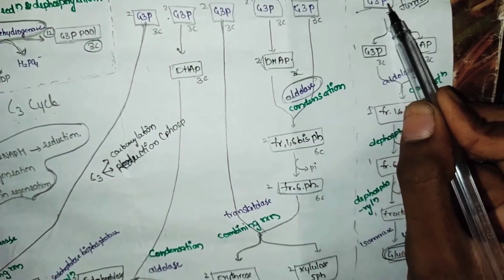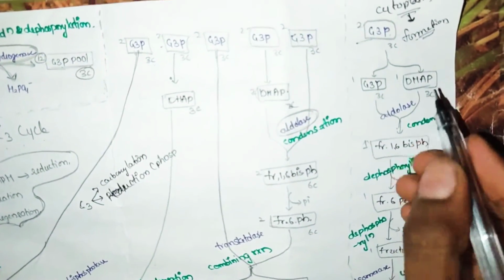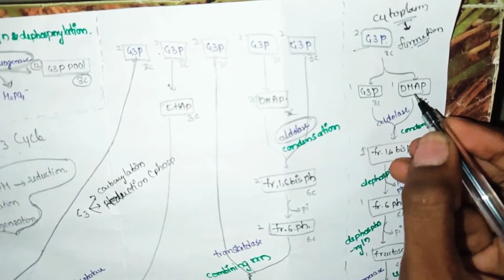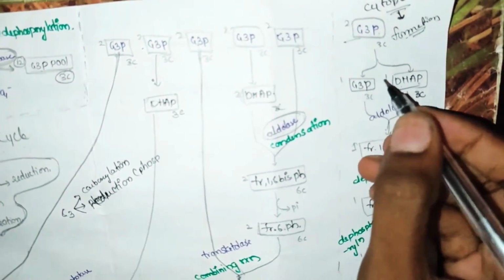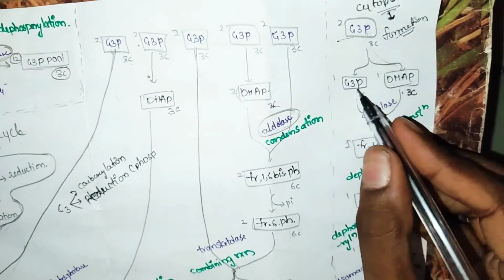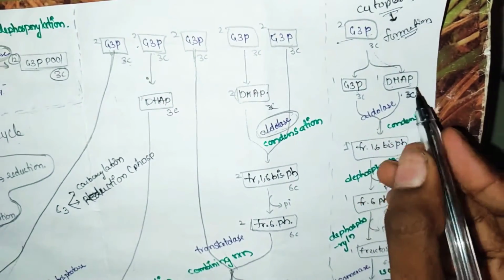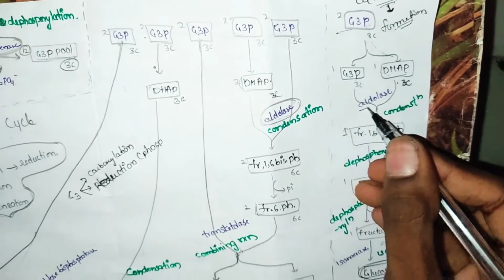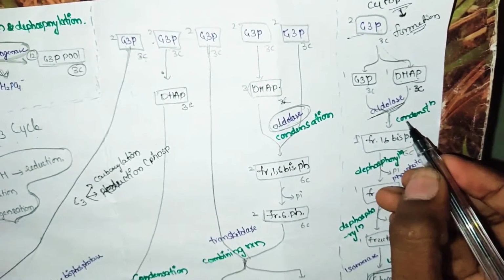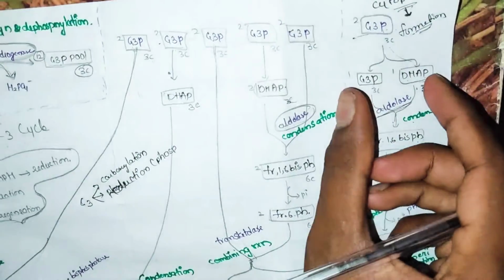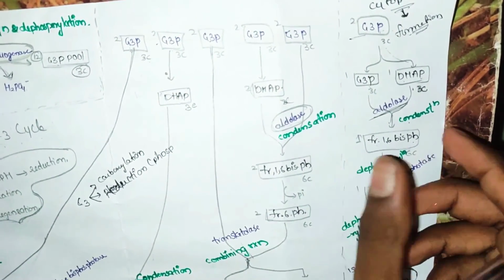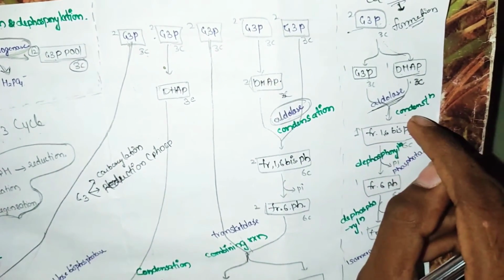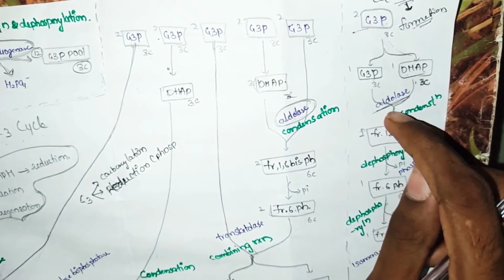One pair of G3P goes into the cytoplasm, and one of the G3P is converted into DHAP, dihydroxyacetone phosphate. DHAP is an isomer of G3P, and these two undergo condensation. Both together form fructose 1,6 bisphosphate in the presence of aldolase enzyme. Wherever two different substrates combine to form a single compound, this type of reaction is called a condensation reaction. Wherever the condensation reaction takes place, there is the aldolase enzyme.